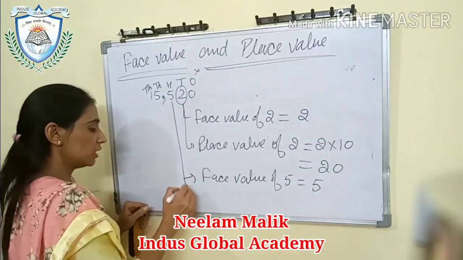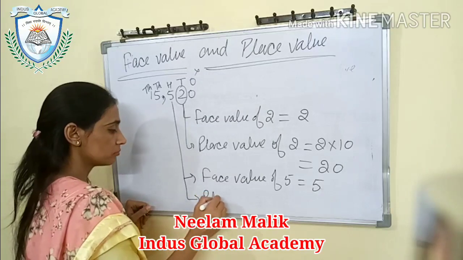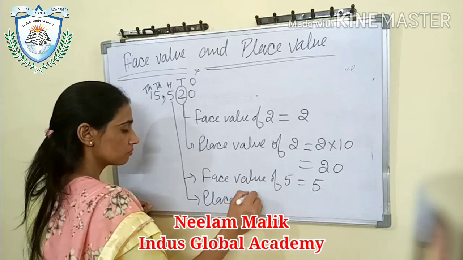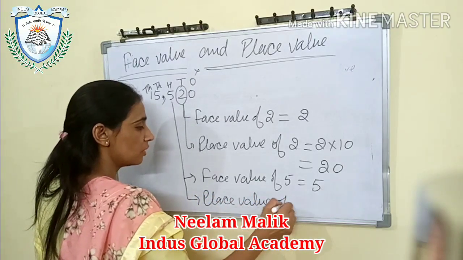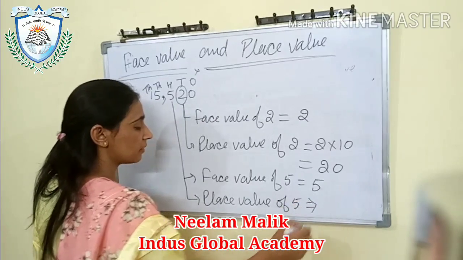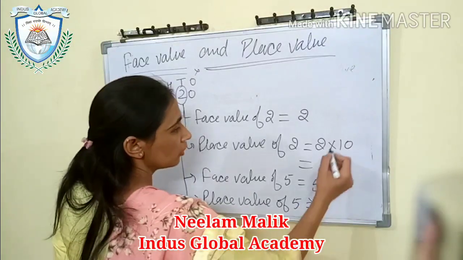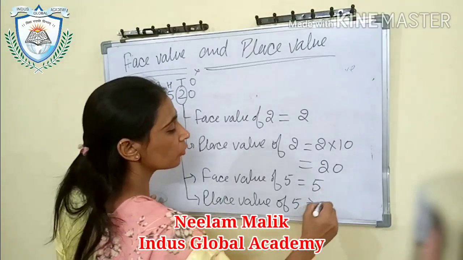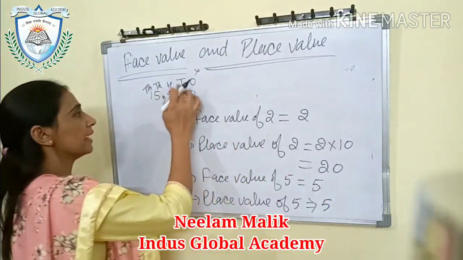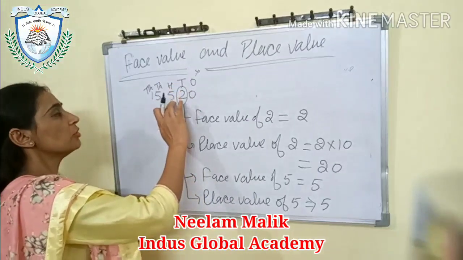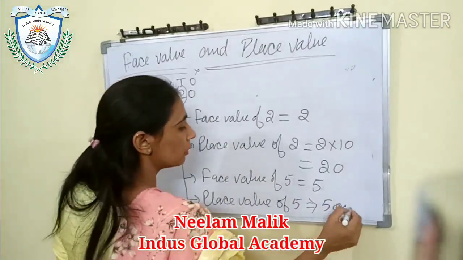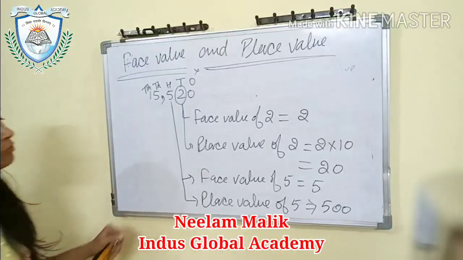What about its place value? Place value of 5. What is the place of this number? 100. So that makes 500. You can multiply that number by 100, or you can simply write that digit and the place, which is 100, so you will read 500. So 500 will be the place value of 5.